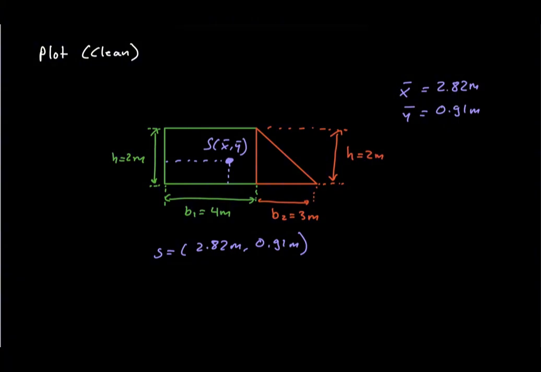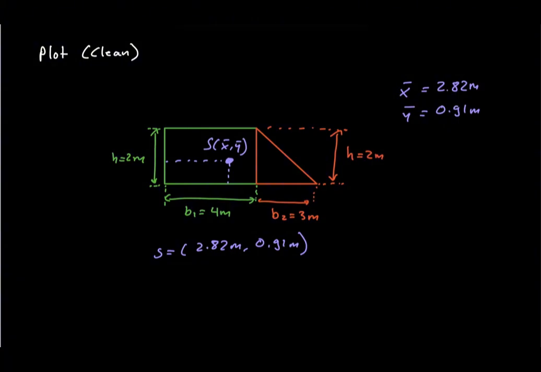The rectangle contains most of the total area, so we expect the centroid to remain relatively close to the rectangle. The triangle adds area on the right side, so it shifts the centroid to the right. Because much of the triangular area lies lower than the center of the rectangle, the vertical centroid also moves slightly downward. That is exactly what our result shows.